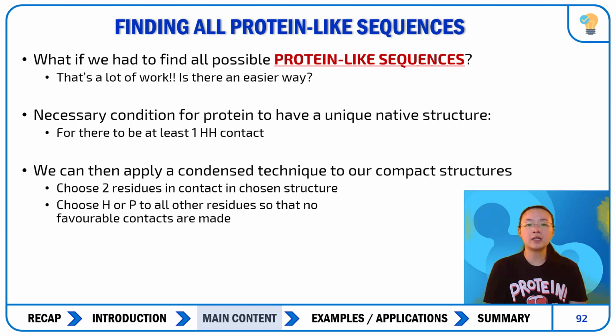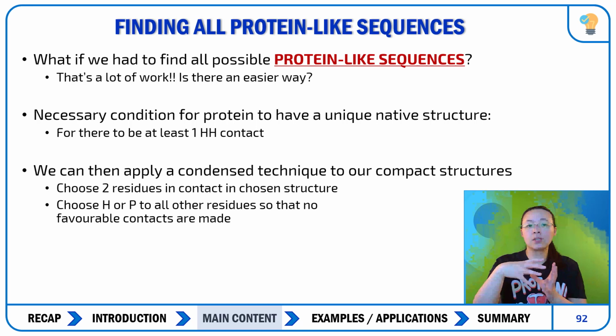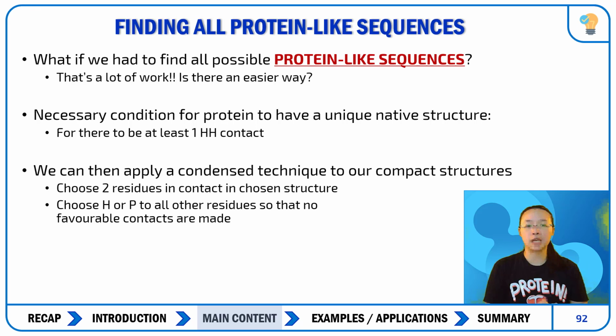So we can create a general approach to these problems now. Why don't we choose 2 residues that are in contact, because we know that that has to be favorable in our chosen U, S, or G structures, and then we can choose H or P for all the other residues so that no favorable contacts are made. So let's try this approach with a few examples.